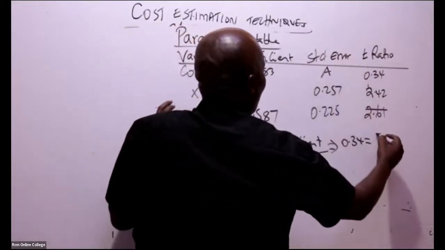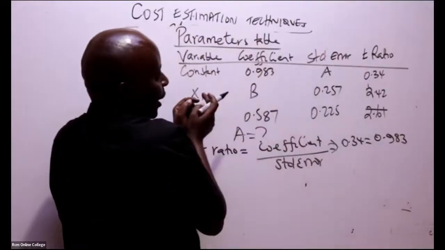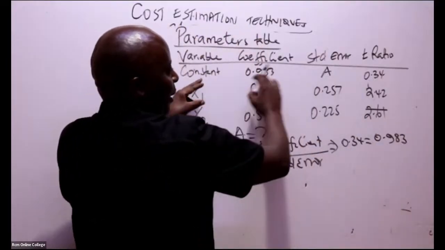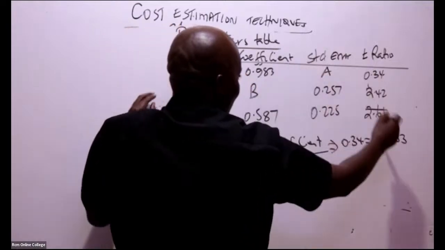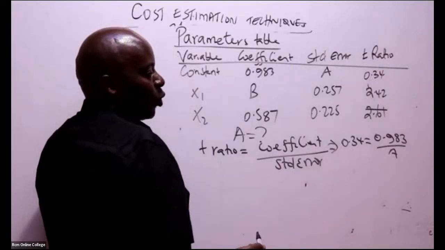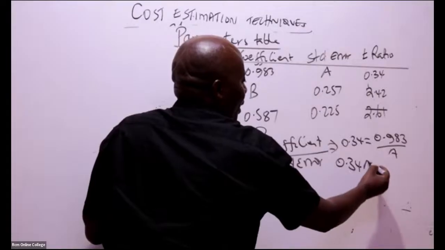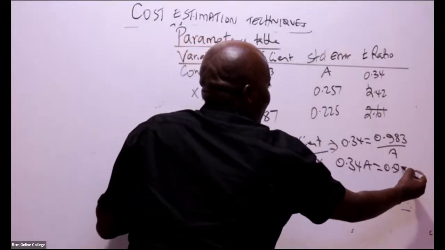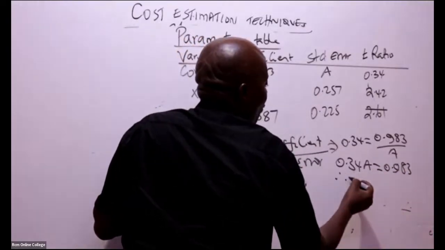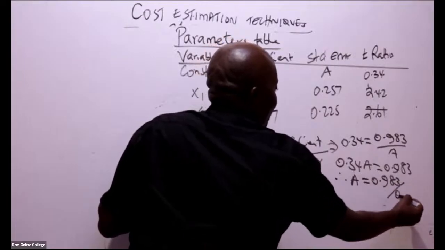Equals coefficient, we know the coefficient is 0.983, divided by the standard error for the first one, which is A. So I want us to make A the subject of the formula. So it will be 0.34A equals 0.983. Therefore, A will be 0.983 divided by 0.34.